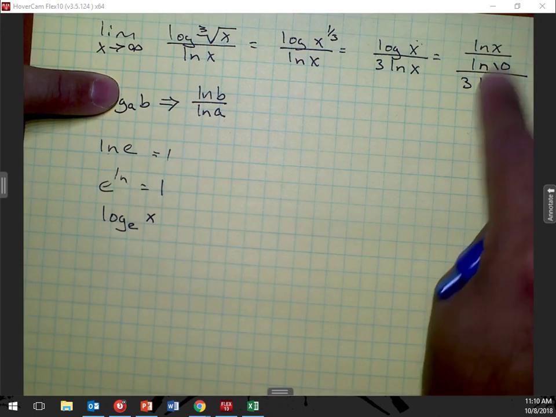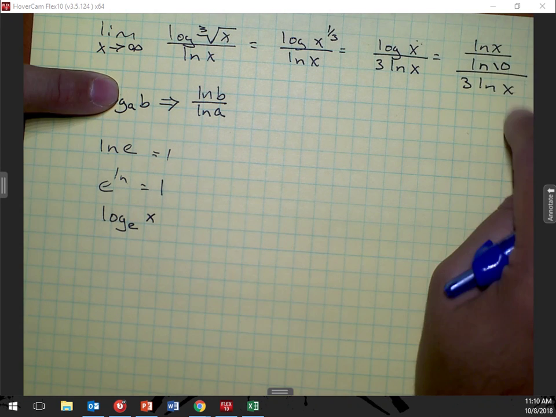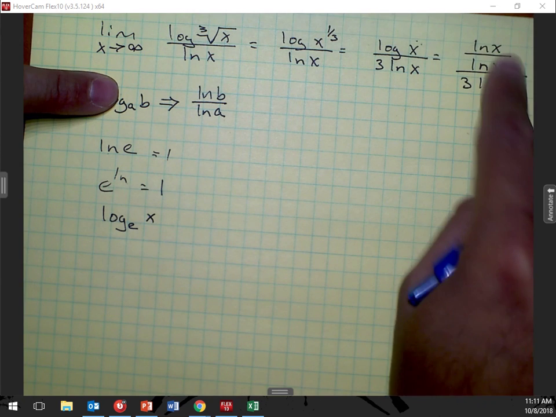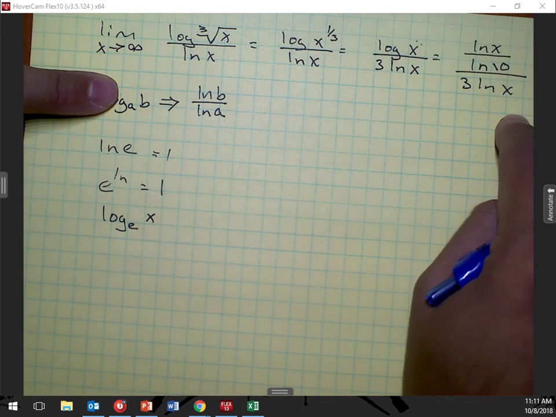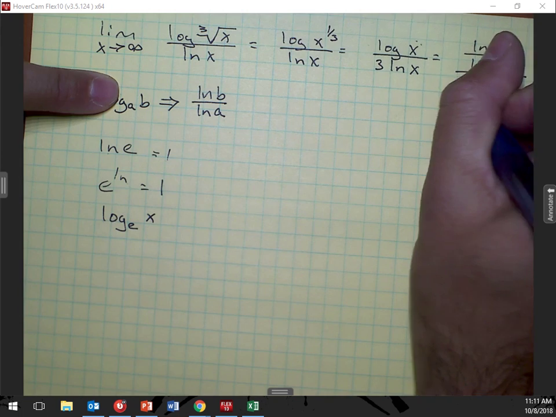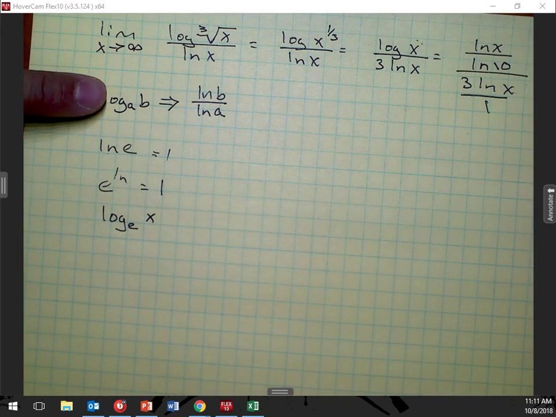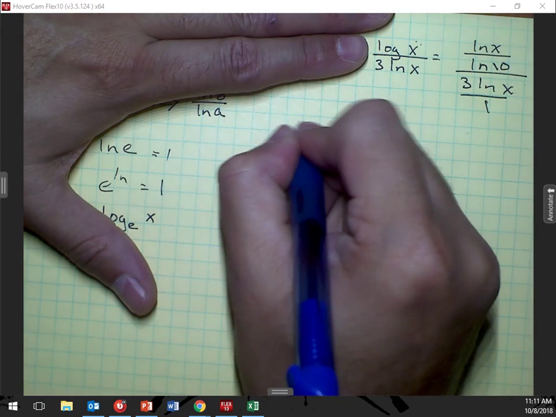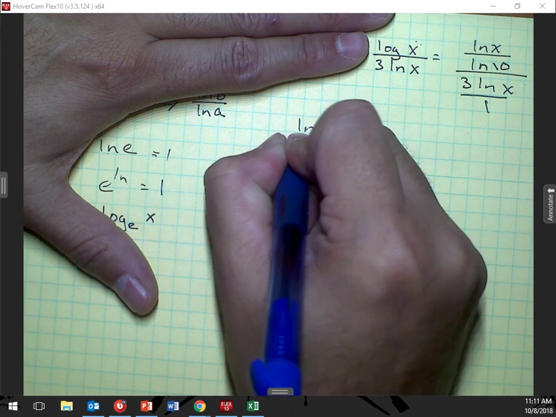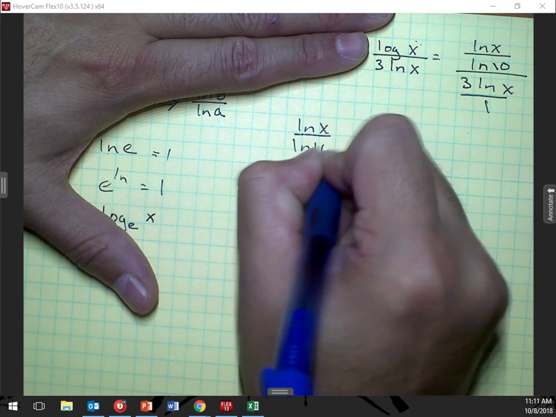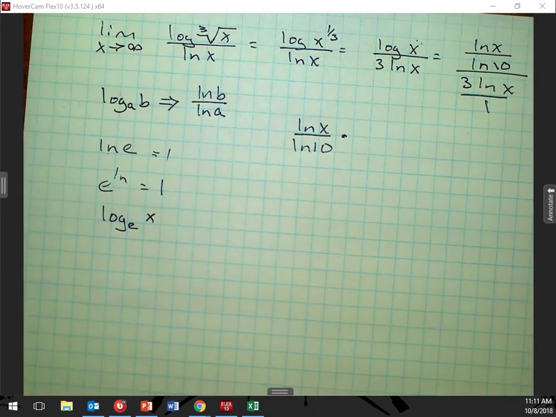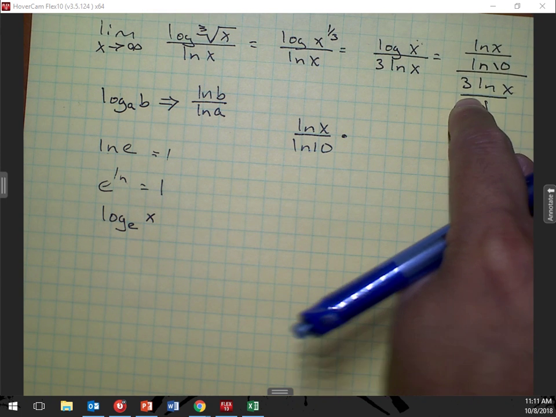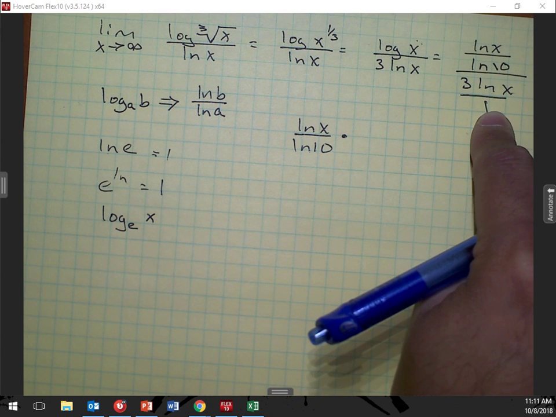Now, we have a fraction in a fraction. I don't like fractions over fractions. You can't have a fraction over fraction, so you have to multiply by the reciprocal. This is over 1 right here. So the top stays the same, ln x over ln 10, times the reciprocal. Since this is over 1, because all whole numbers could be rewritten as over 1.